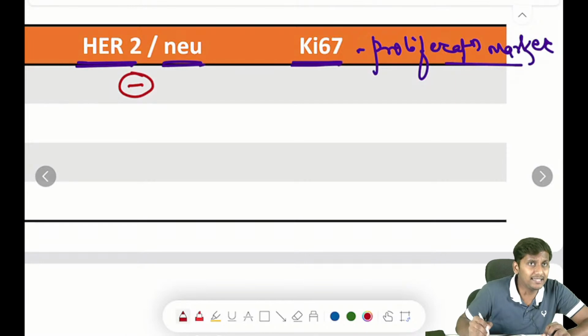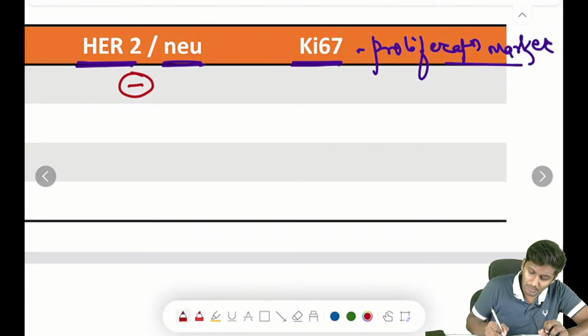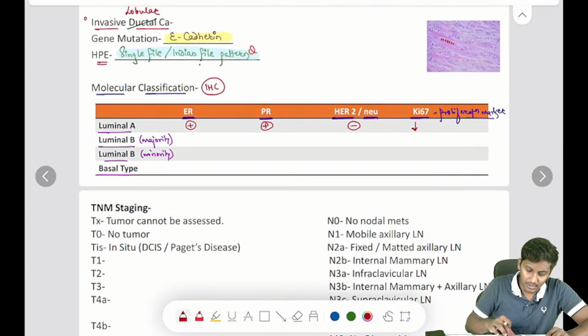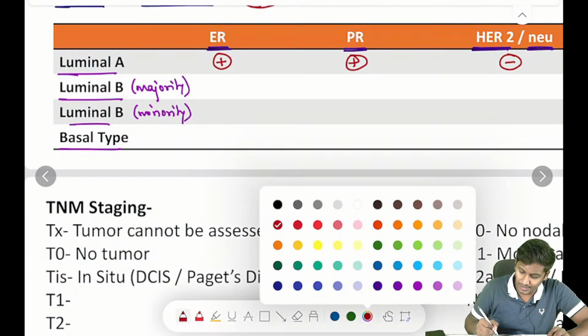Important is, in this condition, in luminal A, you have to remember the proliferation marker index is low. The Ki67 activity in luminal A is very very low. That has to be remembered. Next important, if I talk about the luminal B majority.